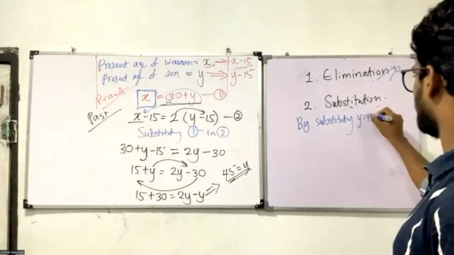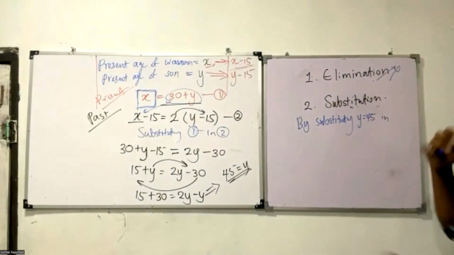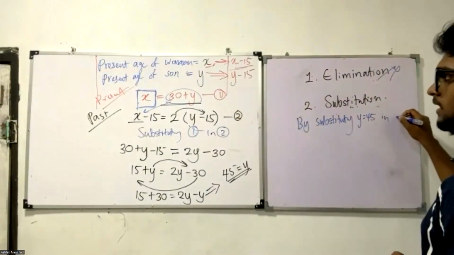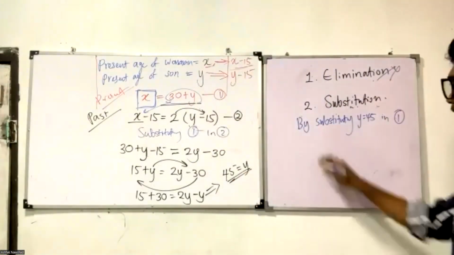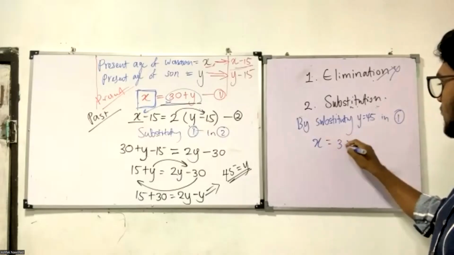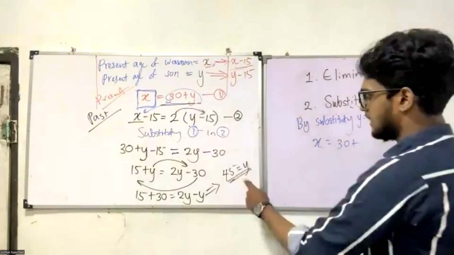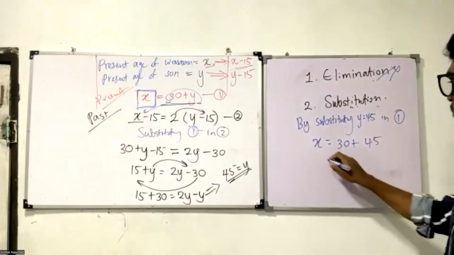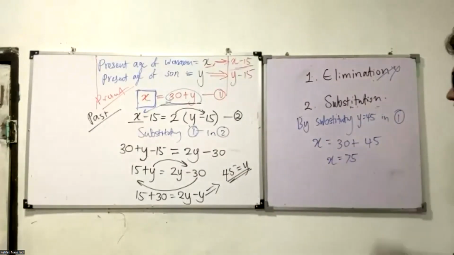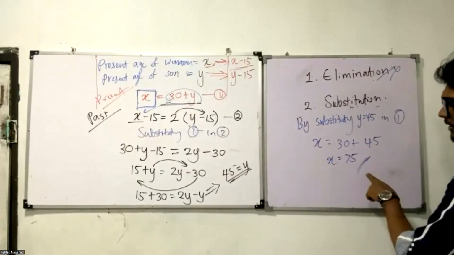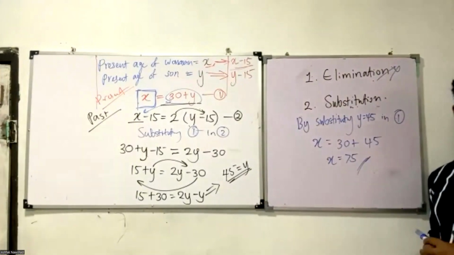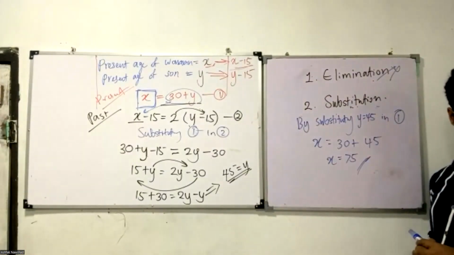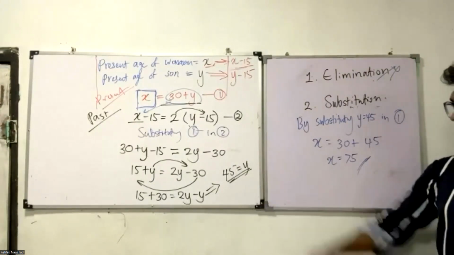Y equals 45 in the first equation. That's easy, right? I'm going to substitute the value of y in the first equation. So I'm left with x equals 30 plus, what is y? Y is 45. So the woman's age is 75 years. The woman is 75 years old and the son is 45 years old. Okay? The woman is 75 and the son is 45.